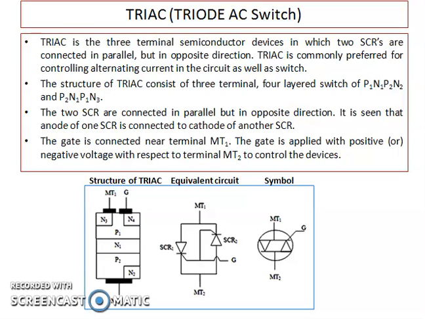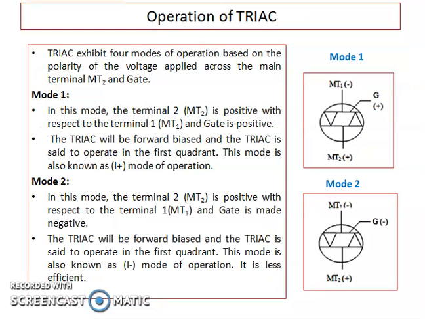The operation of the device is mainly based upon the voltage applied to main terminal 2 with respect to main terminal 1 and the gate voltage. The triac exhibits 4 modes of operation. In mode 1, the terminal MT2 is positive with respect to the terminal MT1 and the gate is positive. The triac will be forward biased and is said to operate in the first quadrant. This mode is also known as the I+ mode of operation, which indicates the first quadrant.